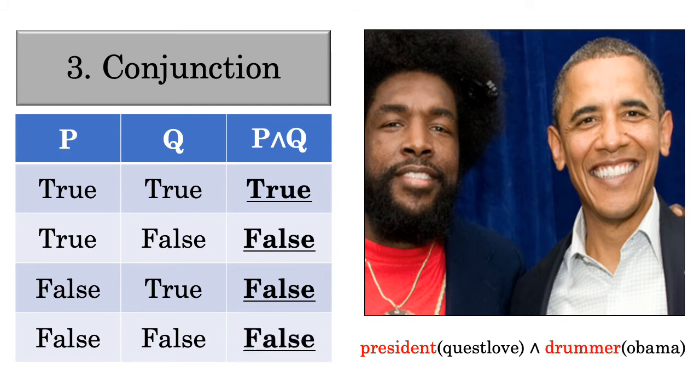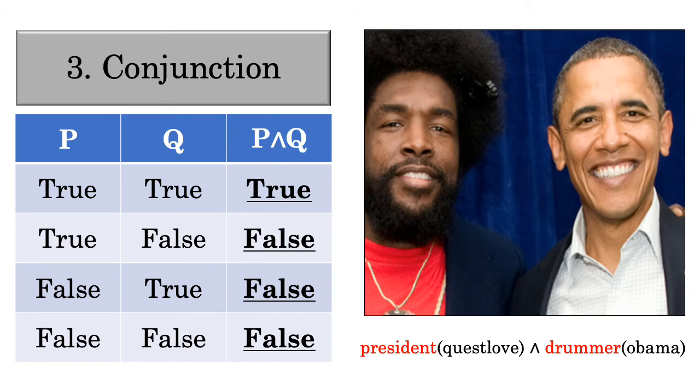Next, let's consider that fourth and final row, where both statements in the conjunction are false. In this case, as an illustration, let's consider the statement, Questlove is a president and Obama is a drummer. Now clearly, because both statements are false, the whole conjunction is also false.